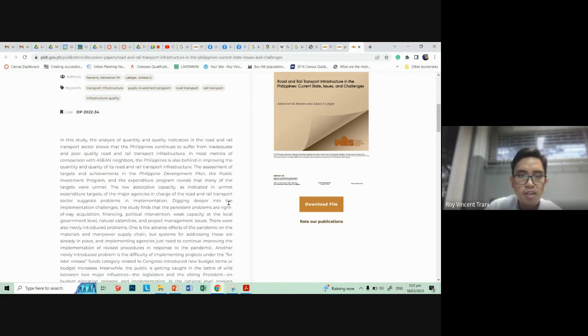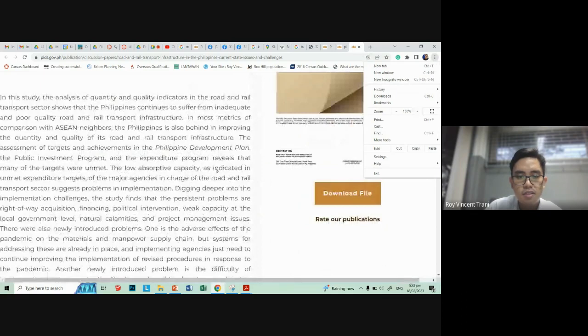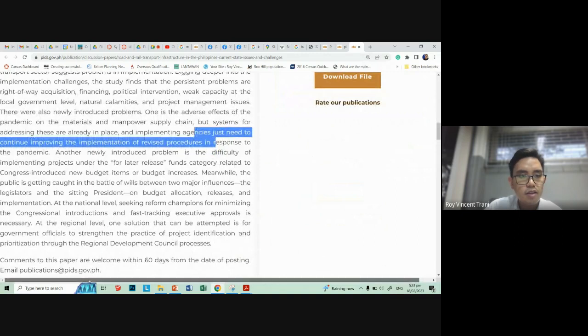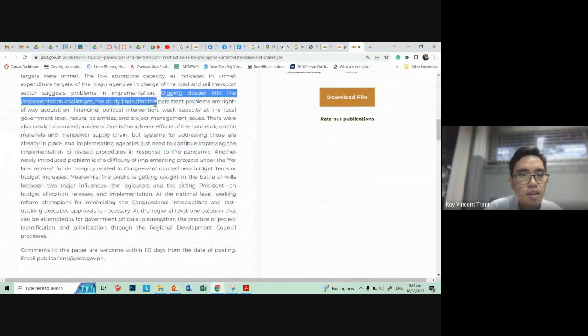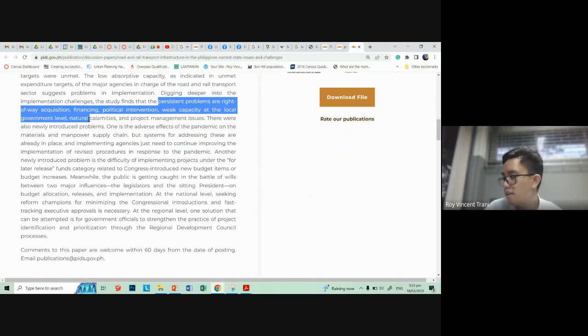problems in implementation. Digging deeper into the implementation challenges, the study finds that the persistent problems are, I'll just zoom in a bit. Come on. I don't know why it doesn't center. The persistent problems are right-of-way acquisition, financing, political intervention, weak capacity at the government level, natural calamities, and project management issues. So there were also newly introduced problems.